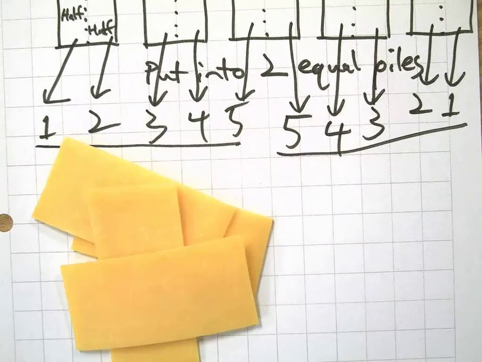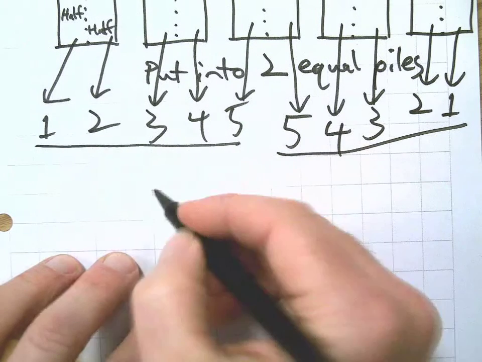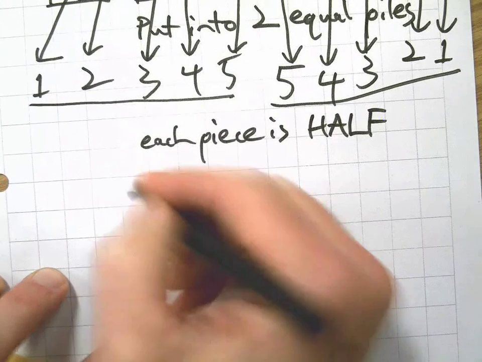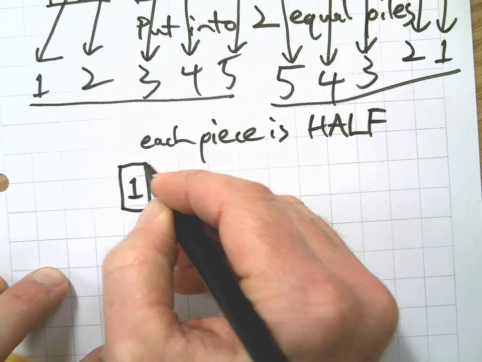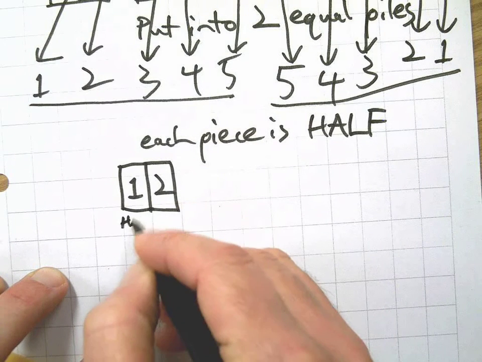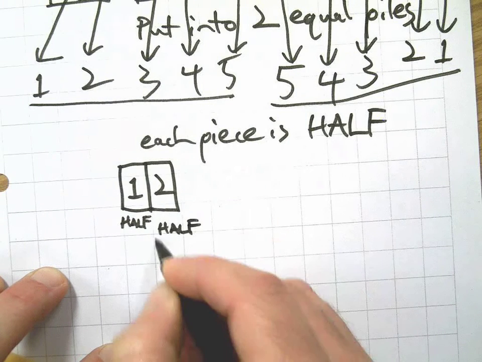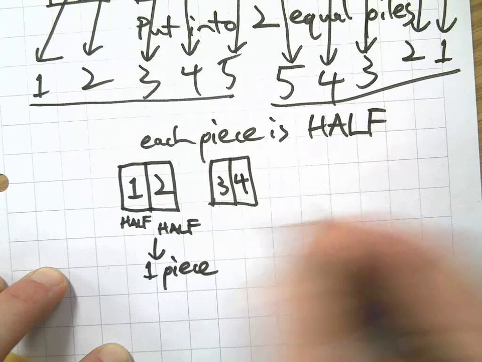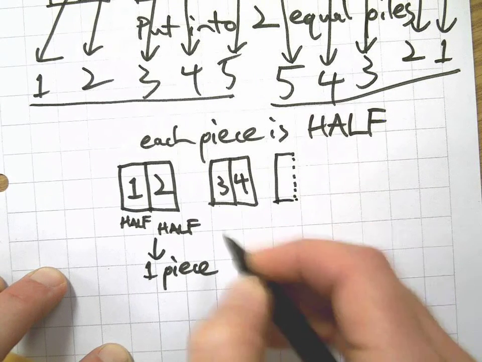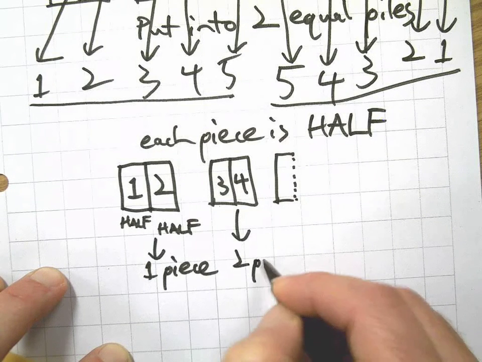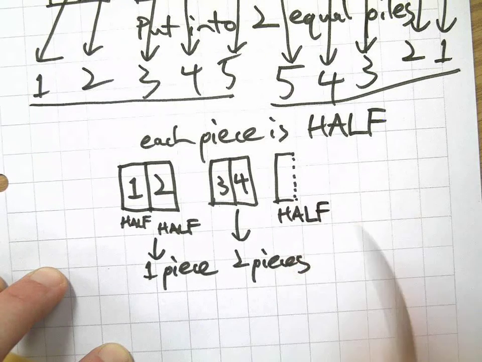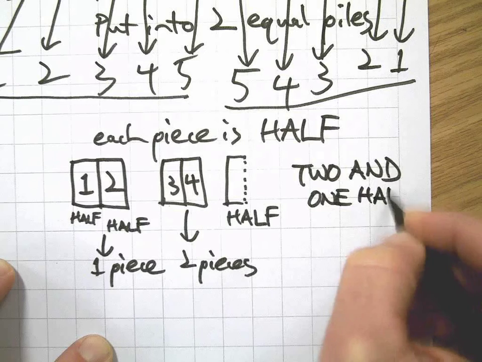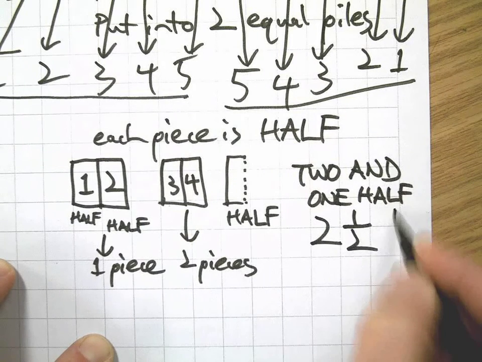Okay, there's 5 pieces on each side. Just like our cheese, right? We had 5 pieces on each side. Each piece is half of a piece. So if I put them back together, there's piece number 1, piece number 2. That's half, and that's half. So if I put them together, it makes one piece, right? And then I put 2 more pieces together, piece number 3 and piece number 4. And then I have this extra piece, 1 piece, 2 pieces, and a half of a piece. We can see the answer is 2 and 1/2.